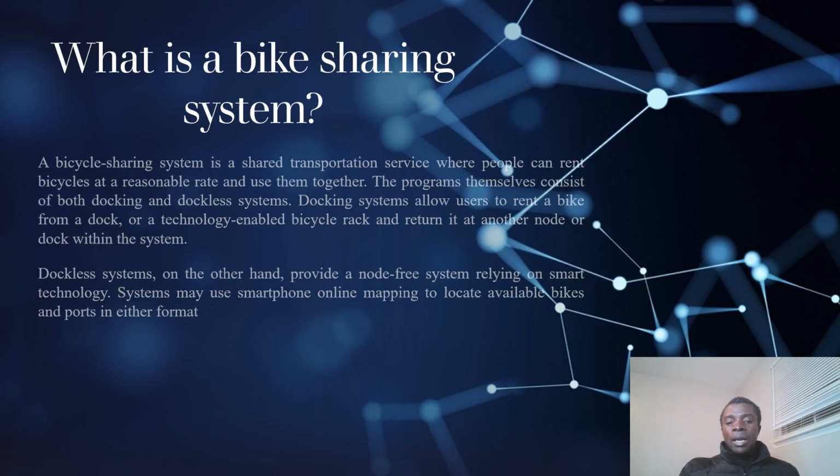A docking system allows a user to rent a bike from a dock or a technology-enabled bike rack and also return it into another node or rack within the same system. Whereas the dockless system, on the other hand, will provide you a node-free system relying on smart technology. This system may use smartphones and online mapping to locate the available bikes and park in either format.